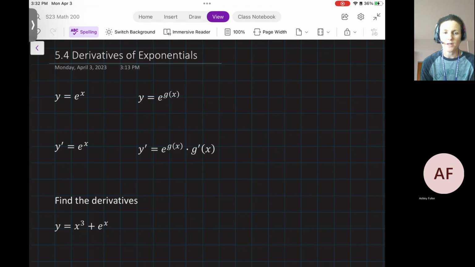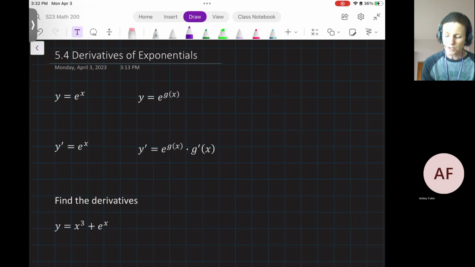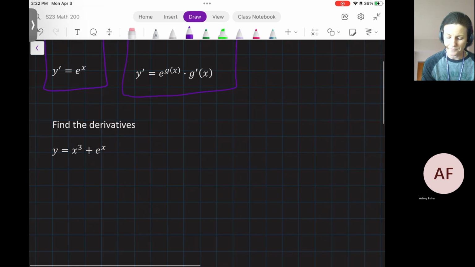Much like we did with logs, we're not going to go into the theory behind the derivatives of exponentials, but want to show you the two rules. If we are simply taking the derivative of e to the x, the derivative is in fact e to the x. And if we're taking the derivative of e to some function, we apply that chain rule and do e to that function times the derivative of the function.